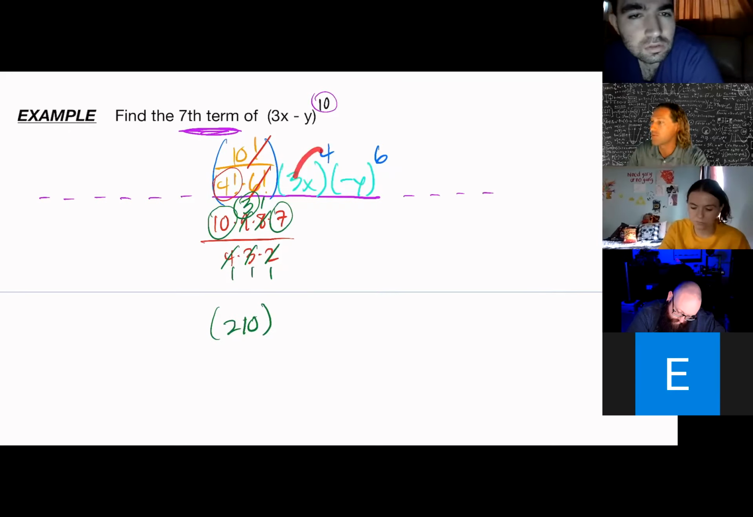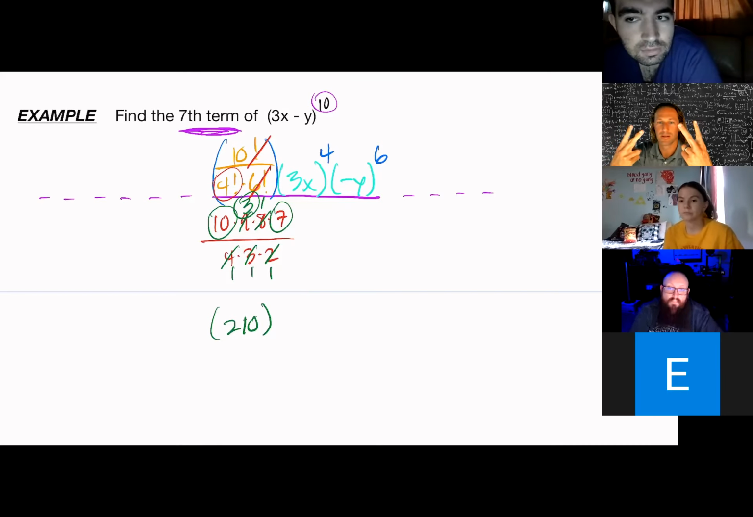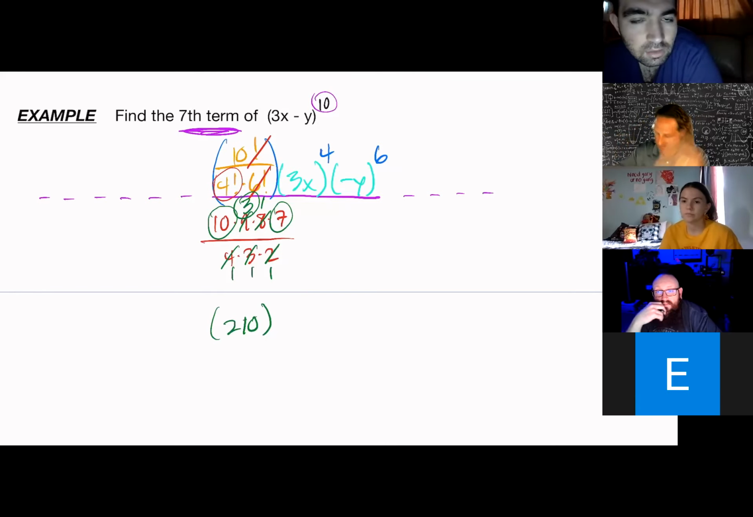And do you know what 3 to the 4th is? Probably not, but do you have fingers? Yes. What's 3 times 3? 9. What's 3 times 3? 9. Well, there's my 4 3s. And what's 9 times 9? 81. Yeah, it's not that hard, guys. So that is an 81. And x to the 4th would be x to the 4th.